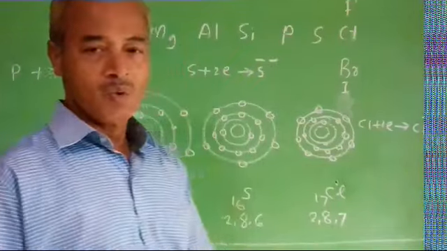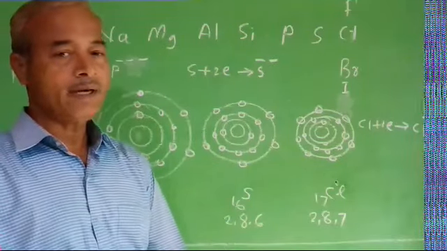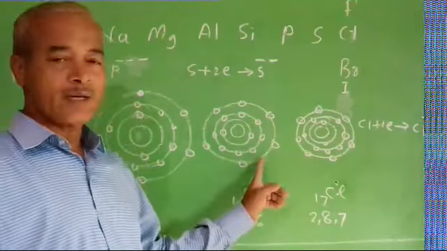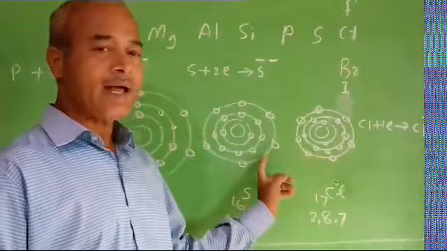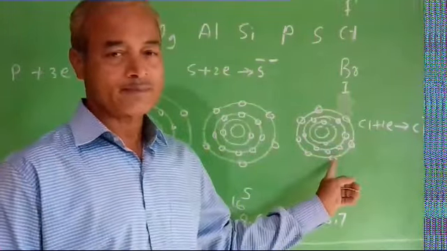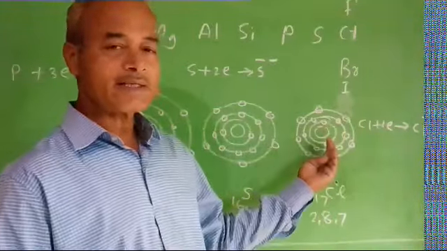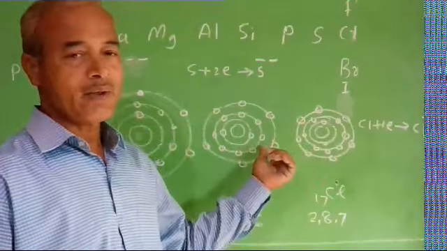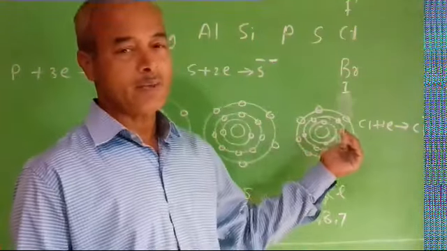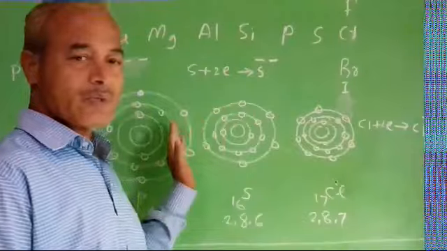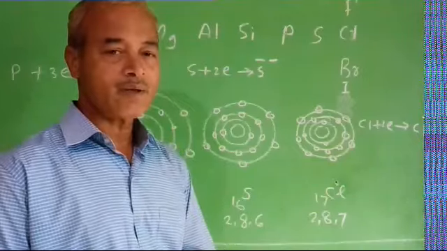Sulfur needs 2 electrons to become stable like argon. So it accepts 2 electrons and becomes stable. But accepting 2 electrons is not as easy as accepting 1 electron. Therefore, sulfur is a little less non-metallic, a little less electronegative than chlorine.